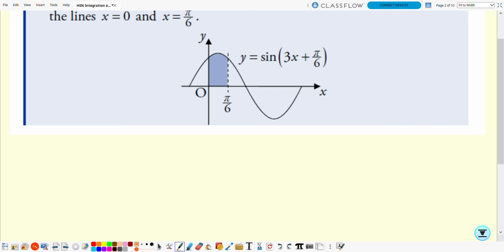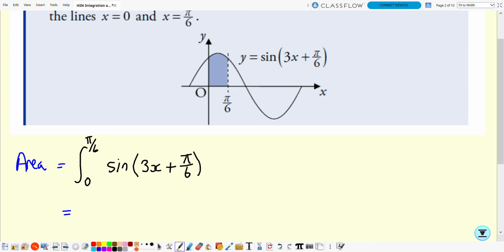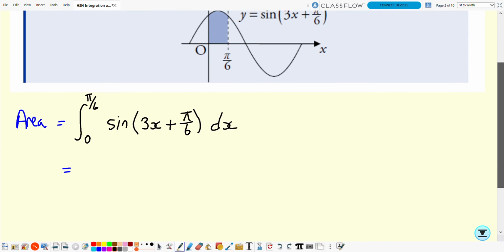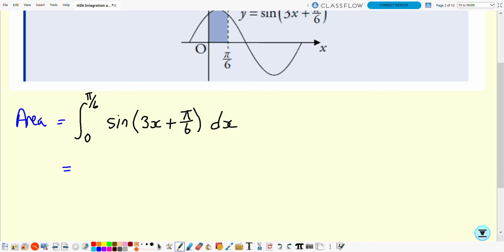So you would write down here, and remember that we would always be integrating with radians when you do this, so your limits are from 0 to pi over 6. The function you are integrating is the sine of 3x plus pi over 6. We can write at the front of this, because it's all above the axes, that we are actually working out the area under the curve, and we should have our dx in there as well. So please make sure that you do include the integral sign and the dx with it.